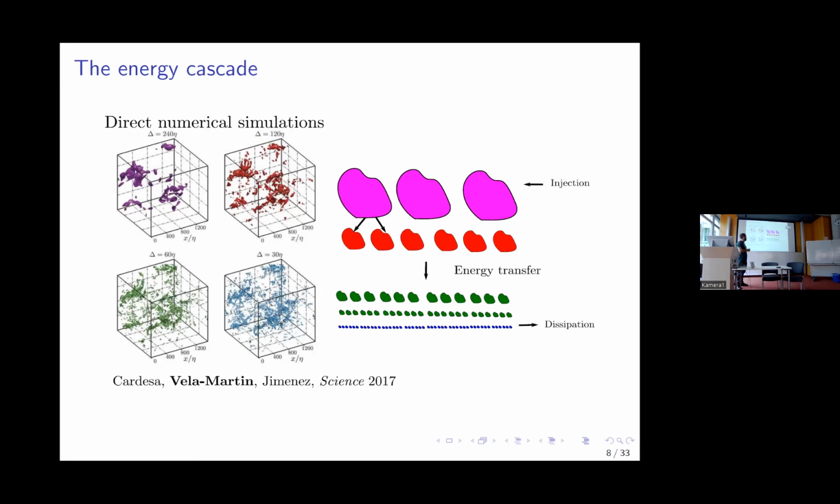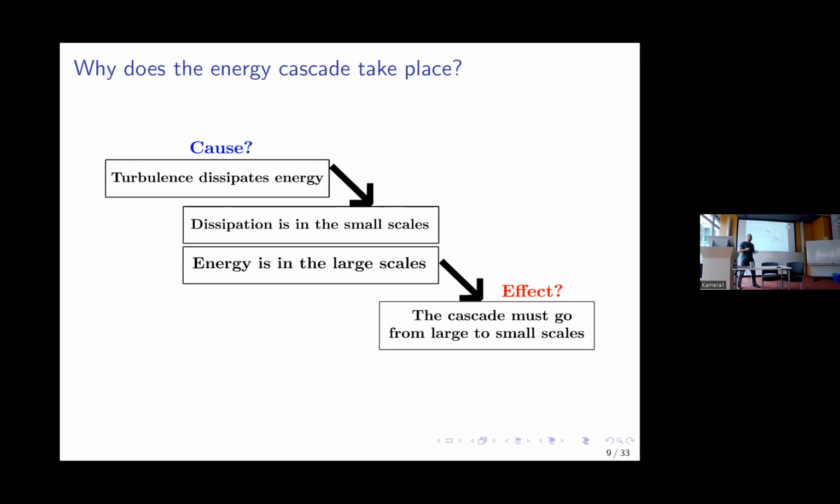It's quite a complex problem, and this is what I want to talk about today. I want to talk about why the energy cascade happens. I want to find out what is the actual reason, what is driving this process. As an engineer, I might be interested in dissipation, so I focus on that first. I say, okay, turbulence dissipates energy.